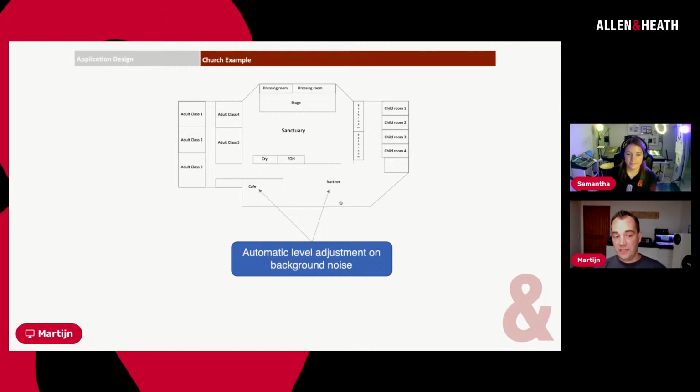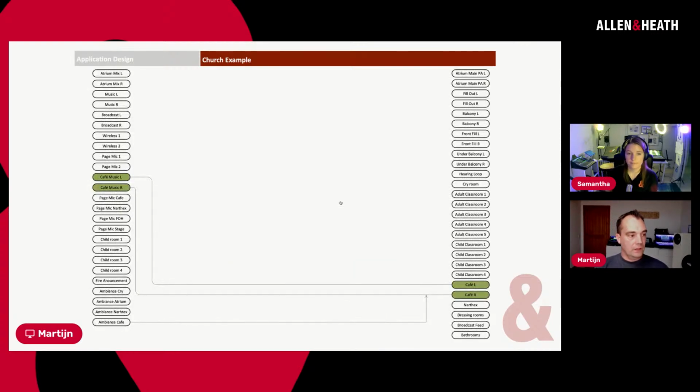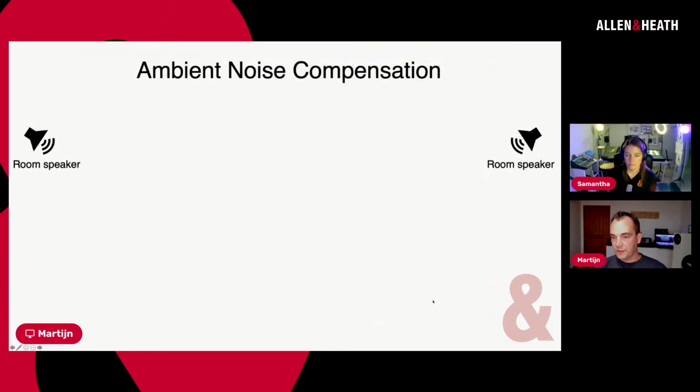Yeah, correct. So, ANC, automatic level adjustment on background noise, which is an interesting one. In this case, the cafe and the narthex, we want to make sure that the level is not too loud, but also not too soft. So we're using the cafe music into the cafe zone on this side, and we are using the ambience microphone in the cafe to control the output level of that zone. That's what ANC is for, but how does it work, and how can we set it up correctly?